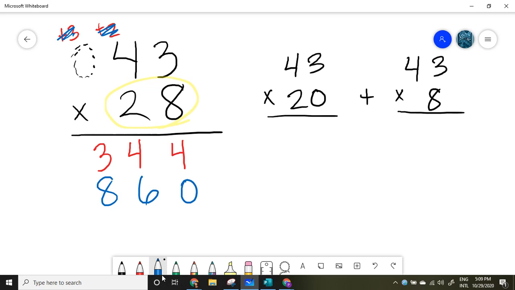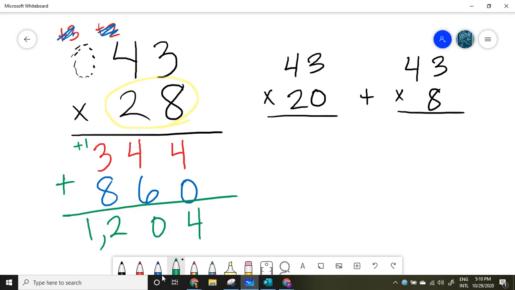So now I have split my rows into a tens row and a ones row. So what do I do next? Next, I add up my rows. 4 plus 0 is 4. 4 plus 6 is 10. So I will carry over a 10. This is 12. So my product is 1,204.